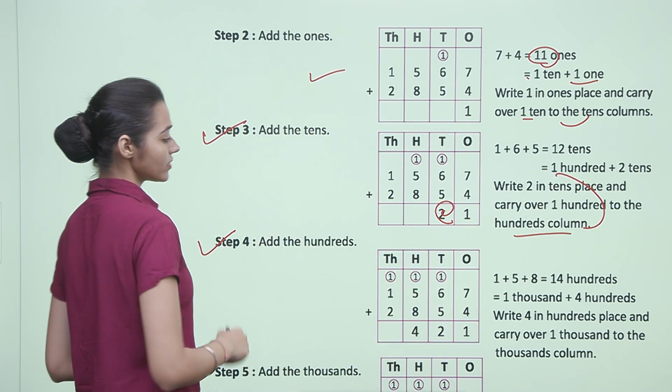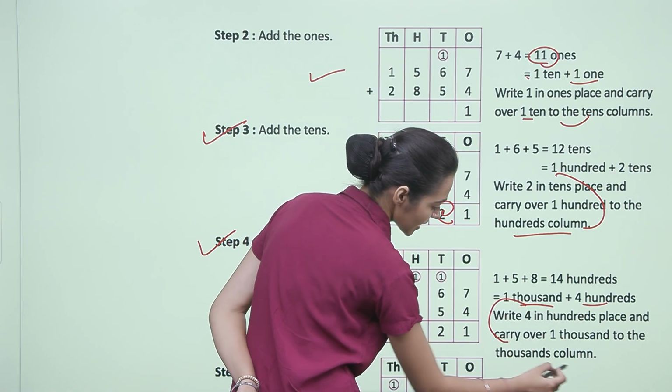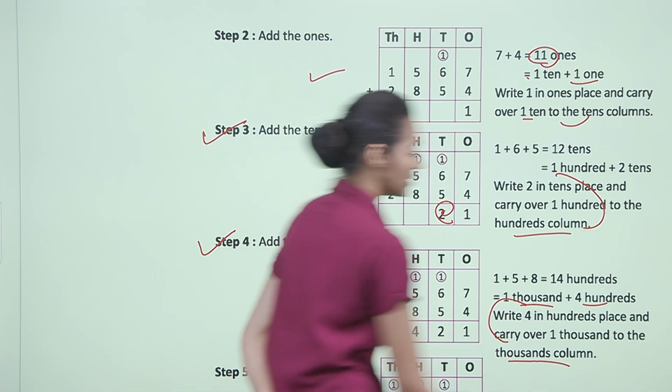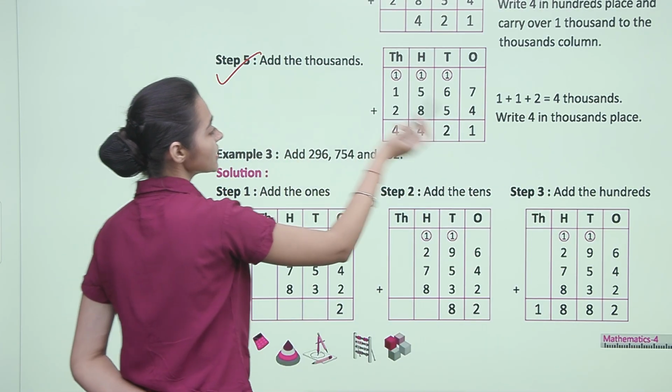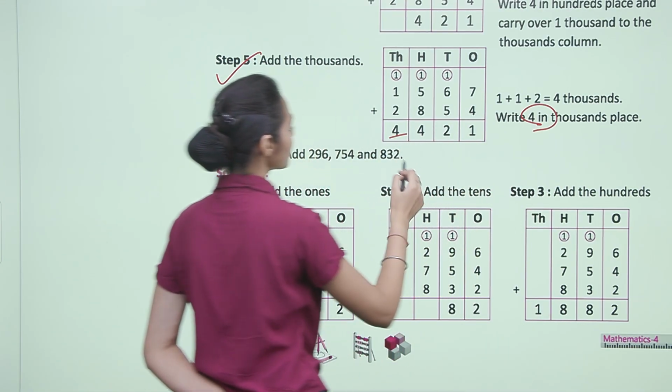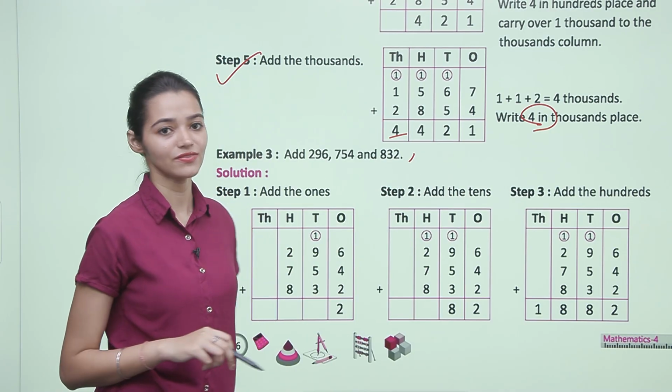Then we will add the hundreds, and when we add the hundreds it has become 1400, then 1000 is carried over to the 1000 column. After that we will add the 1000, and when we add the 1000 we will write 4 in the 1000 place, and after summing all the digits we get 4421 as our answer.